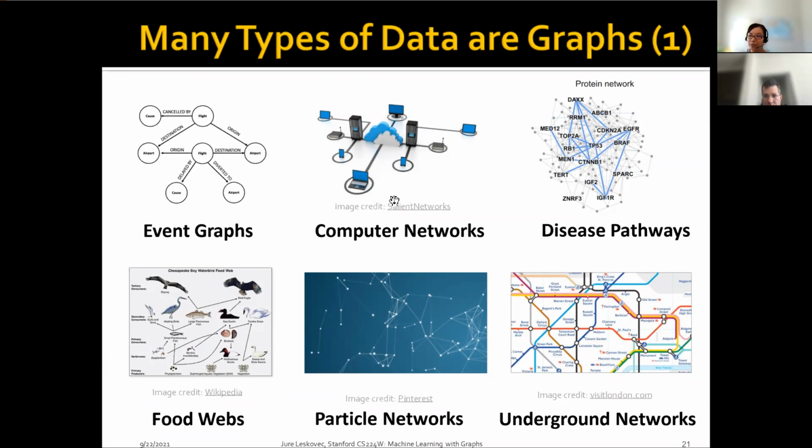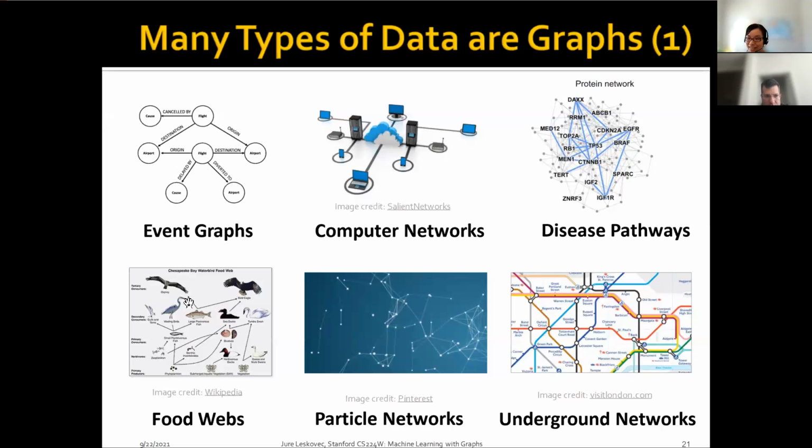And we also have computer networks, where cell phones, laptops, and servers are connected. And also disease pathways. We have attendees from the healthcare industry, so the disease pathways tell you the interactions of proteins. Sometimes the disease can be defined by the interactions of proteins that behave abnormally. And we can also describe the food webs of birds.